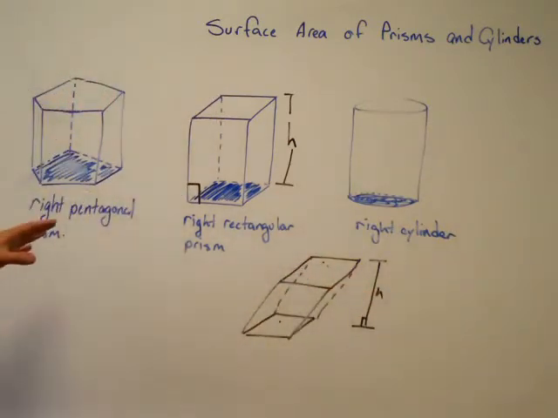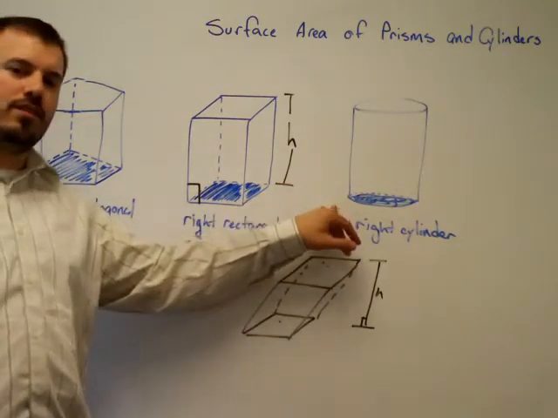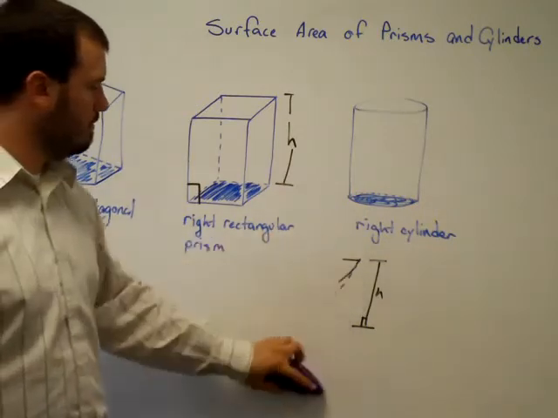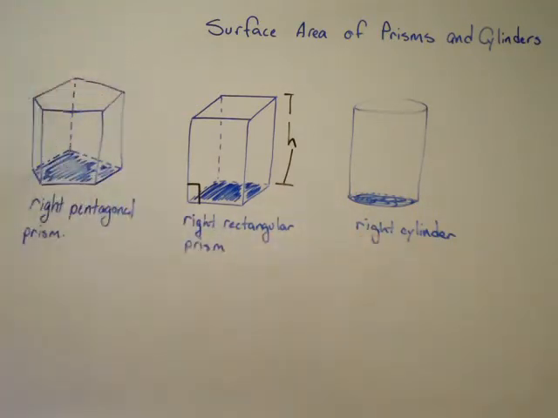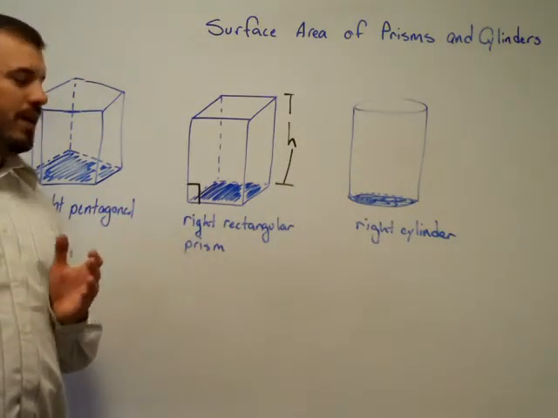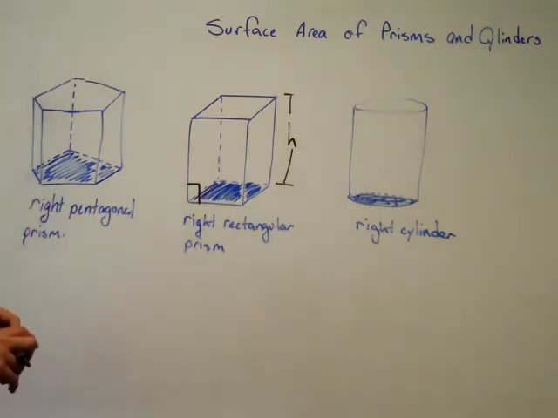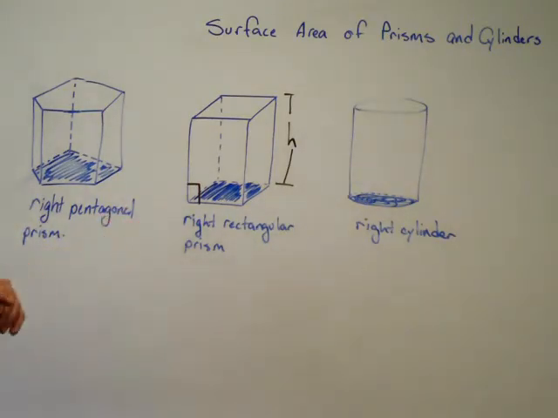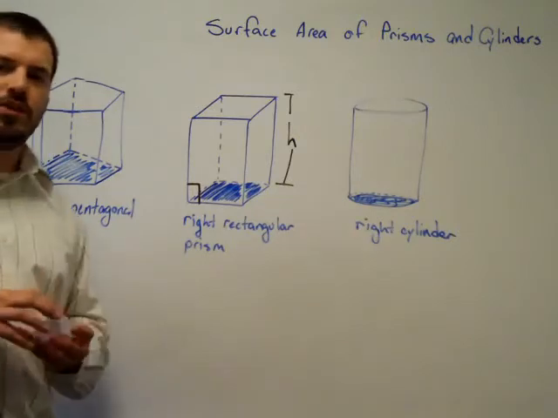So for this video, we're going to be focusing on right prisms and right cylinders and how to find the surface area of those. In order to find the surface area, we need to find the area of all the surfaces. Now, the way I like to do this is by drawing what's called a net for the shape. A net for the shape is basically taking this three-dimensional object and drawing all the 2D shapes that go into forming it.